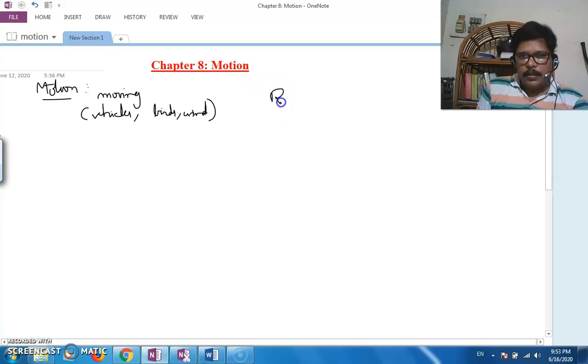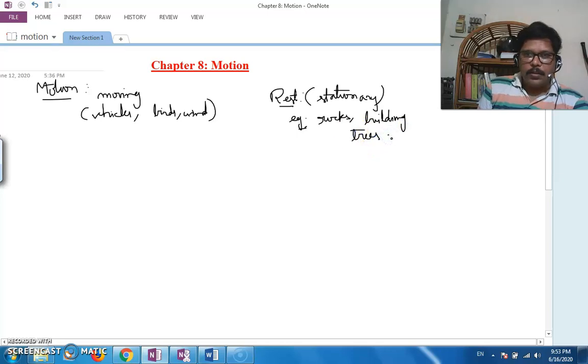Then the other state of motion is rest. When do we say an object or a body is at rest? When they remain stationary, in the sense that they do not change their position. Picking up some examples, we can say the rocks are stationary, the buildings are stationary, the trees are stationary. These are some of the examples which are at rest.